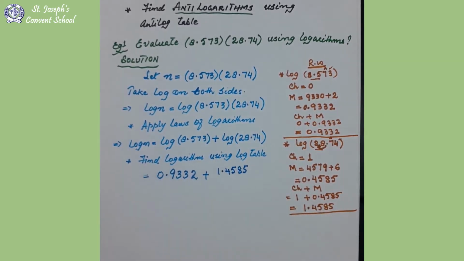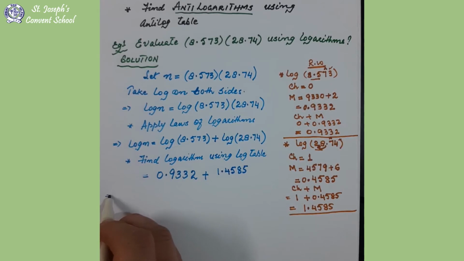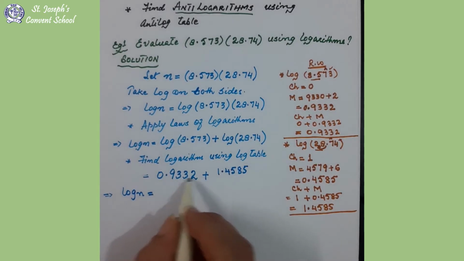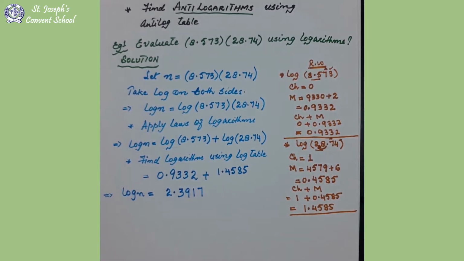Okay, so the second answer is 1.4585. Now after finding the second answer, what we'll do, we will add these two numbers. There is a plus sign, so you can add these two numbers. So after adding, with a calculator you can add, you'll get log n equals 2.3917. Okay. Now the last step is to find the anti-logarithm. This is the logarithm value.